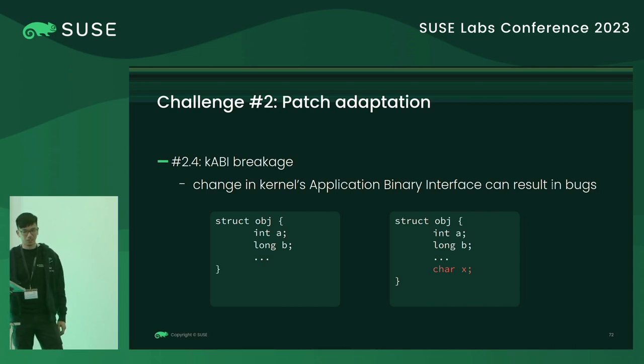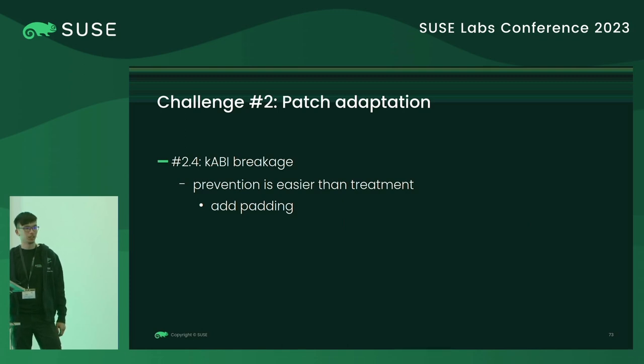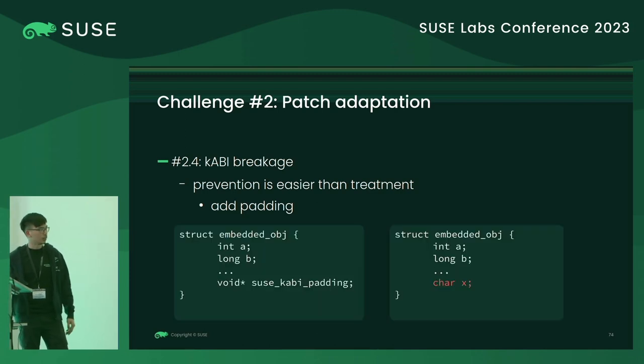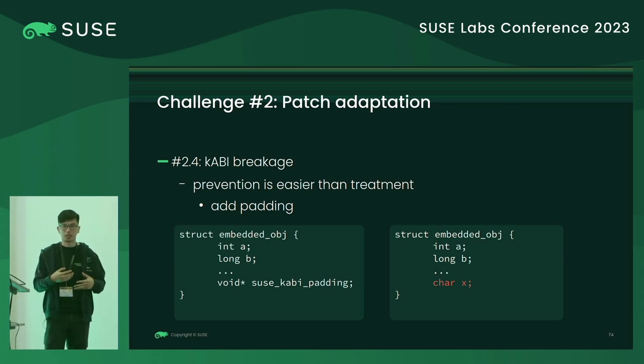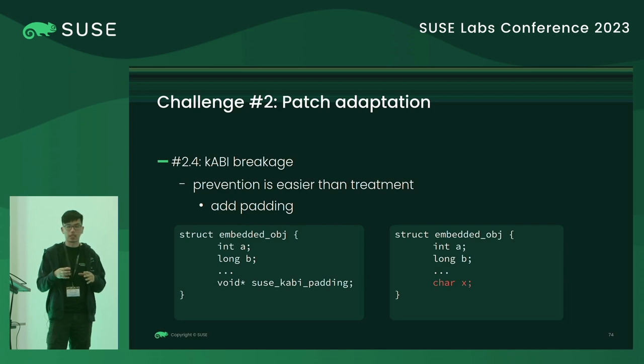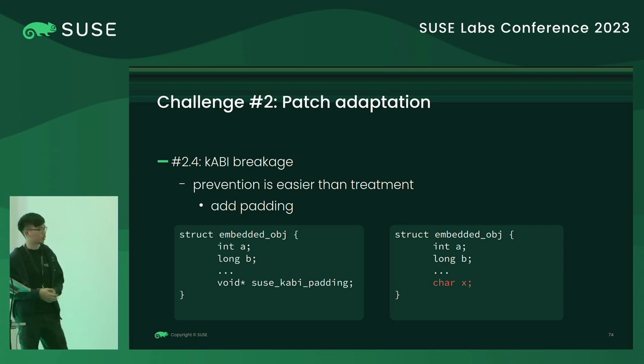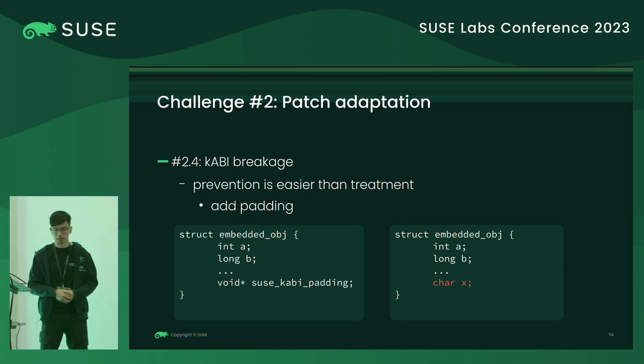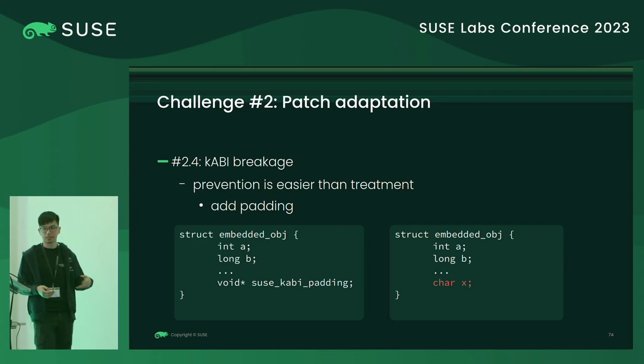But this is not always the case. So sometimes we need some preventive measure, and the preventive measure in this case is to add padding. Usually when a branch is still in development, you can change the KABI, and you want to do that because prevention is easier than treatment. What you do is identify the structs that are commonly embedded in other structs, and add some padding. Our conventional name is just the SUSE KABI padding. So in the future, if you need to change the struct, you could just take the space that's available to you.